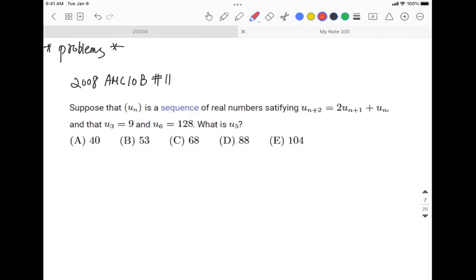All right, so let's have a quick look at it. Suppose U_n is a sequence of real numbers satisfying... You see, this is actually what? This is a recurrence formula, right? Recurrence formula denotes the relationship between any adjacent terms. U_(n+2) equals 2U_(n+1) plus U_n. Okay? And that U3 equals 9, U6 equals 128. With all those information, try to find out the value for U5.